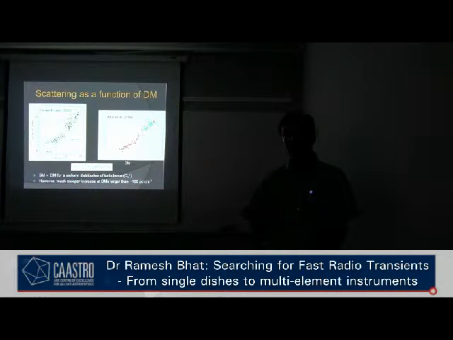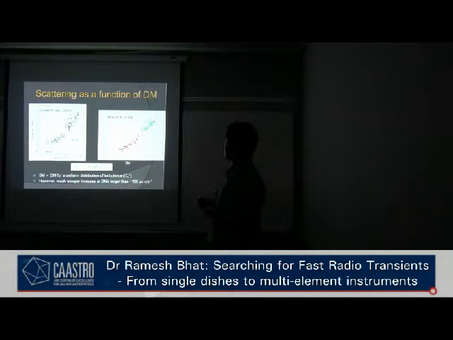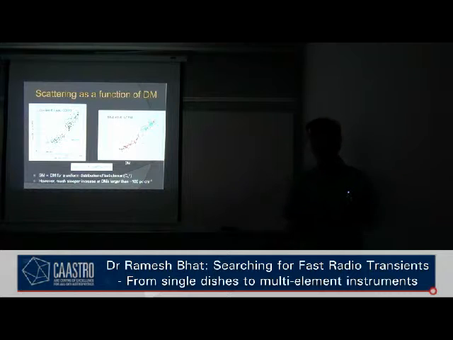And especially for next generation instruments where the field of view is going to be larger and you want to maximize your detection chances, this is an important effect that has to be factored in. And JP has done a lot of work in this area recently.